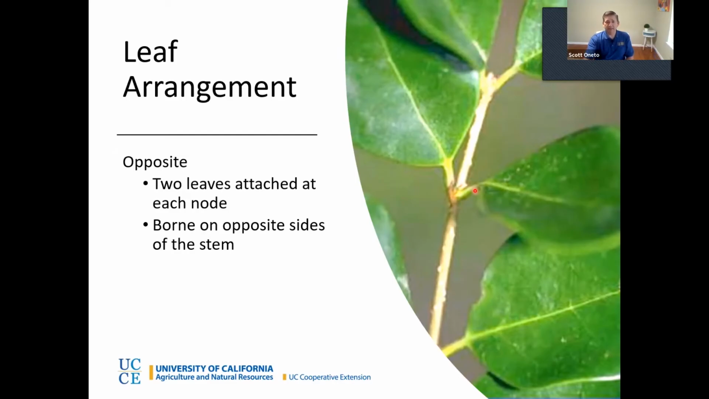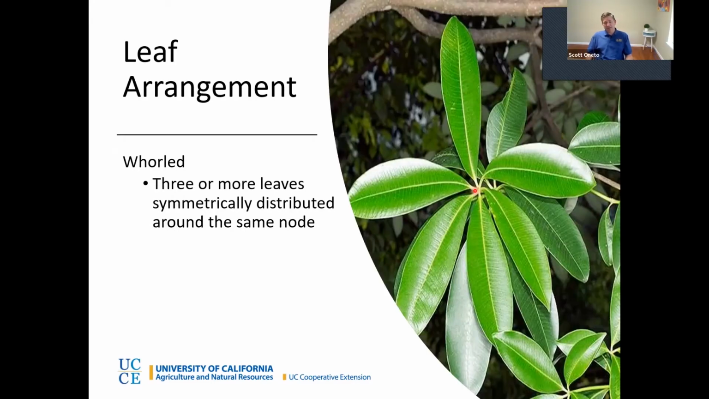And then the last one is what we call whorled. Whorled is three or more leaves attached at a node. Likewise, like with the example that I just gave, if it has two leaves, it's going to have two buds. And with a whorled arrangement, if it has three leaves or four leaves or five leaves, it would have the same corresponding number of buds.